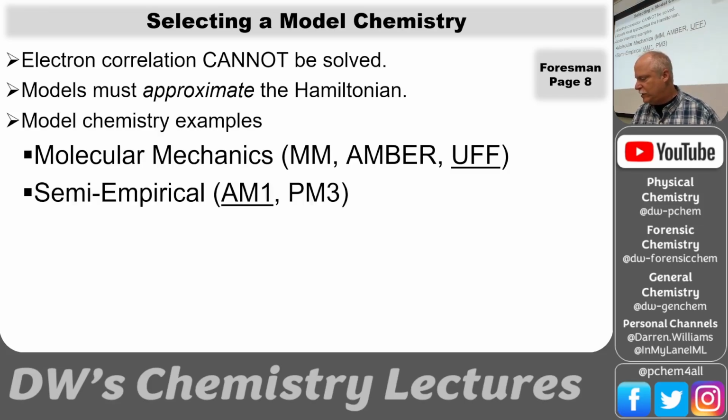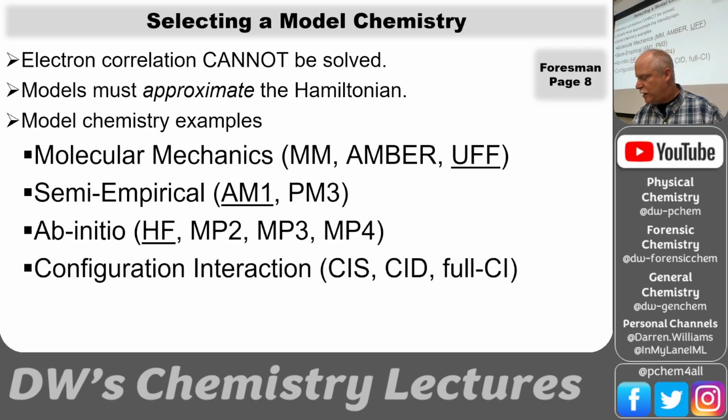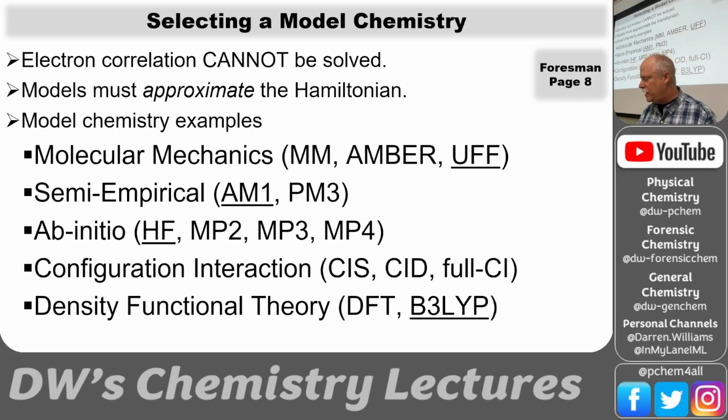Semi-empirical, I just cut my teeth on Austin Model 1, but some people like PM3, but I use AM1 typically. Ab initio, Hartree-Fock theory, HF, I use that one if I'm going to use an ab initio model. And then configuration interaction, I don't do a lot of those calculations, so I don't really have a preference. And then density functional theory, I use B3LYP, and that's the one I'm teaching you guys in the lab. Okay. So we'll look at all 5 of these types of models.